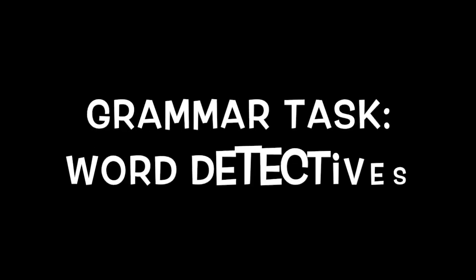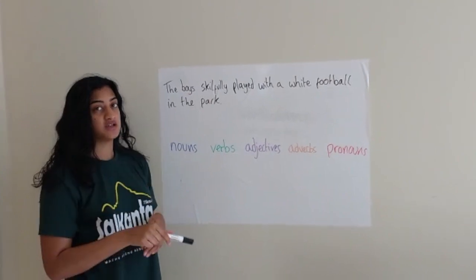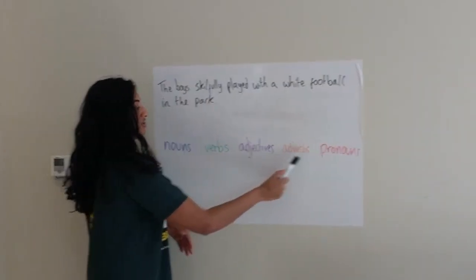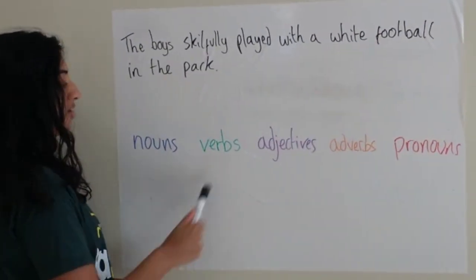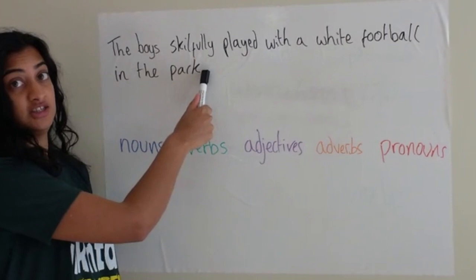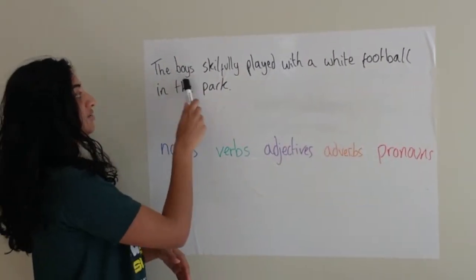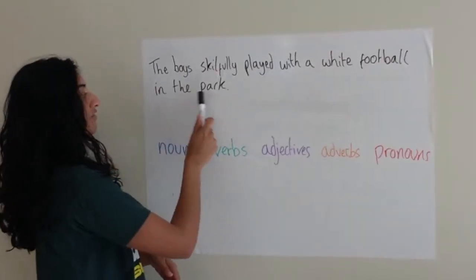Okay, so for today's task, you're going to get a series of sentences in a second, and you're going to play word detectives. So you need to look for each part of speech or each word class and make a list of each type of word that you find in the sentences. So I'm going to do an example for you. This is the sentence. The boys skillfully played with a white football in the park.